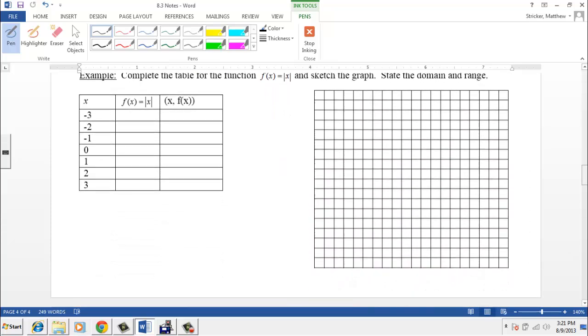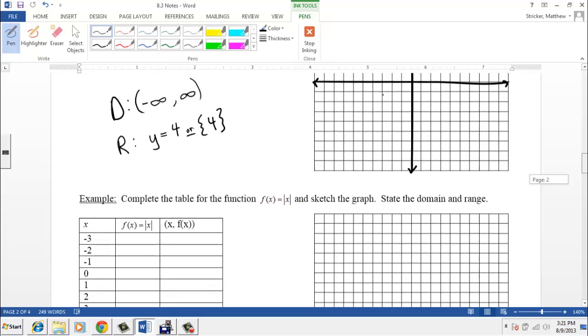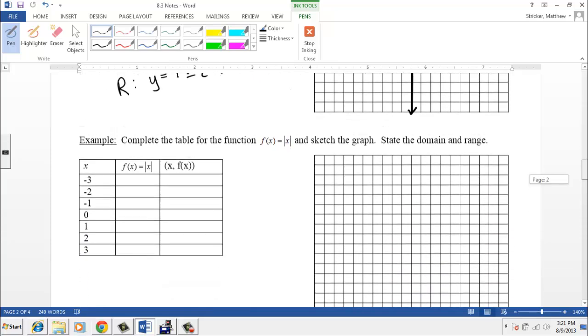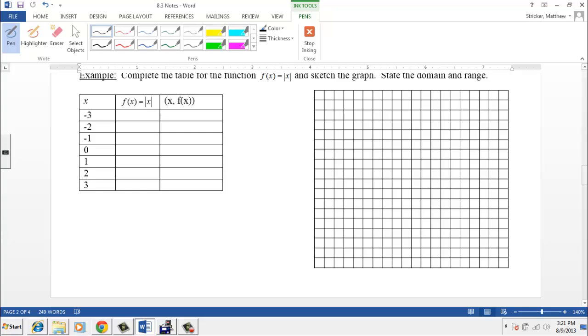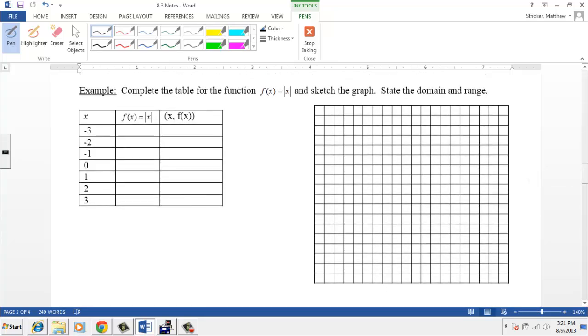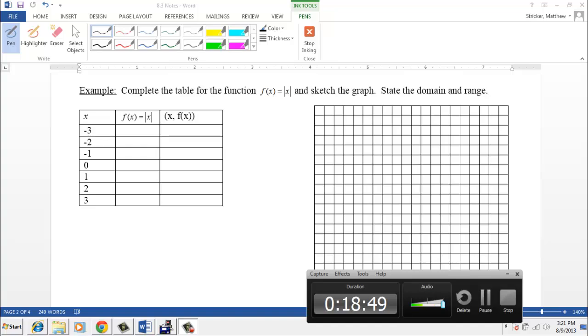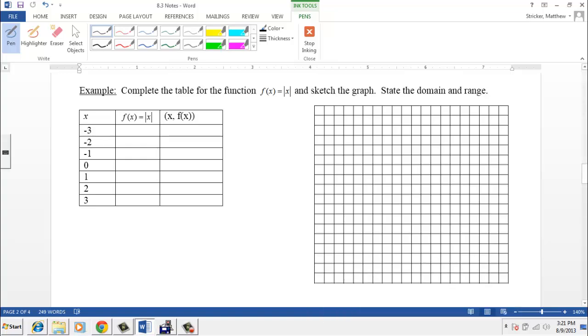So let's now go ahead and talk about absolute value functions. What you see before you is a table that we can put points in.